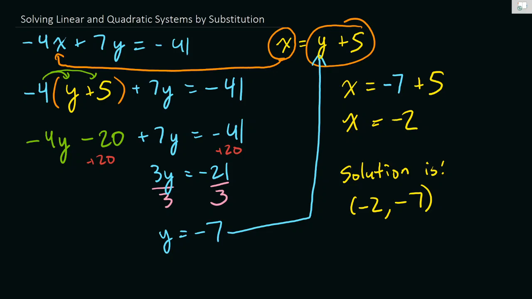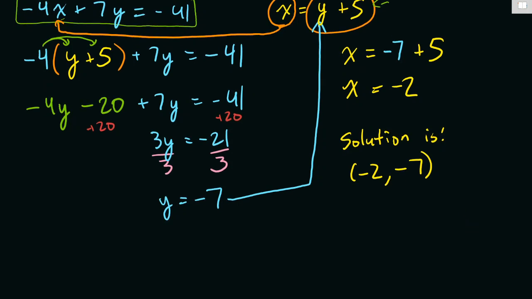And we could check this by plugging negative 2, negative 7 into our other equation, this equation here that we didn't use for our last substitution step. So let's just do that quickly, mentally. If we put negative 2 in for x, negative 4 times negative 2 is, negative times negative is positive 8. Positive 8, and then 7 times negative 7 is negative 49. So positive 8 and negative 49 makes it negative 41. So yes, that works. What I just did mentally, you should probably be able to do mentally if you're in Math 20-1.